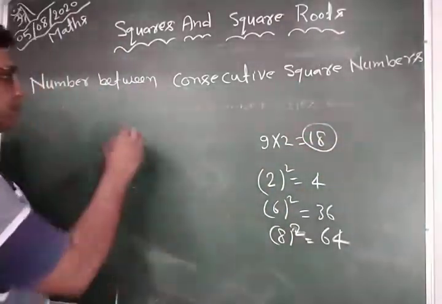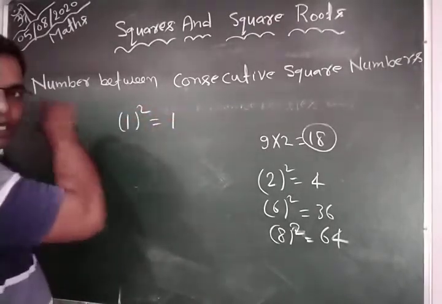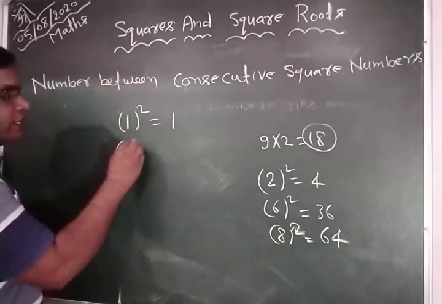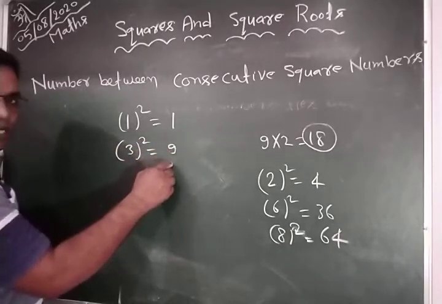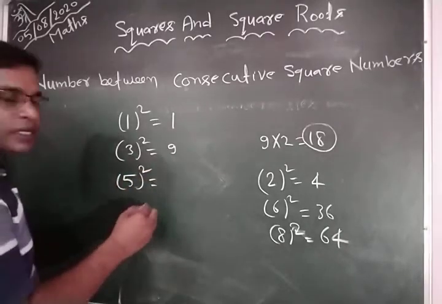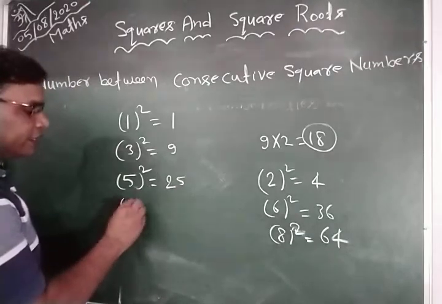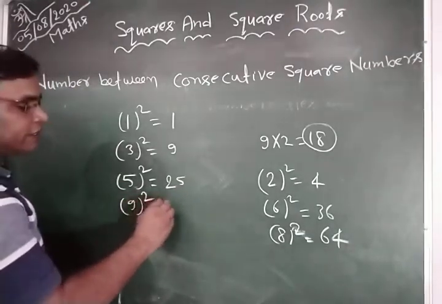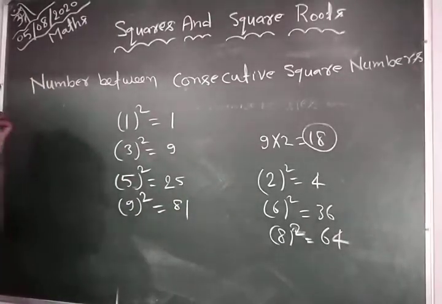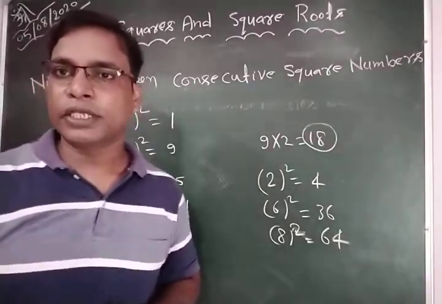1 is an odd number. The square of 1 is 1, which is also odd. 3 is an odd number, so the square of 3 is 9, also odd. 5 is odd, and the square of 5 is 25. You can see this is also odd. And 9 is an odd number, so the square of 9 is 81, also odd. So you can say that the square of an even number is even and the square of an odd number is odd. This is clear?